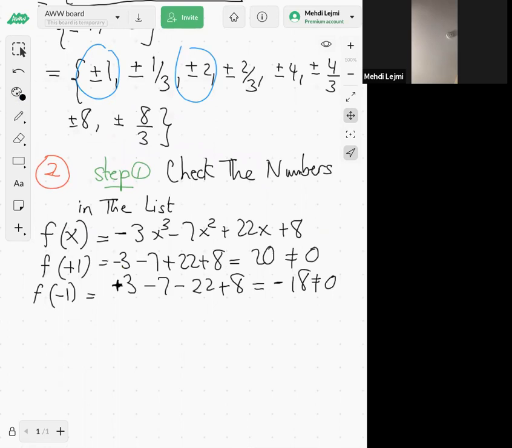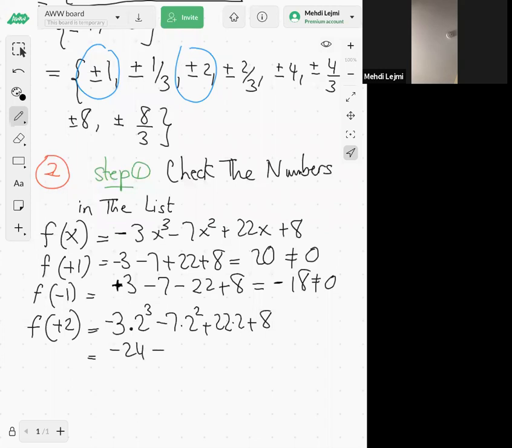So let's plug positive 2 in the function f. So f of positive 2. So that'll be negative 3 times 2 cubed minus 7 times 2 squared plus 22 times 2 plus 8. So that will be equal to negative... So 2 cubed, that's 8. 8 times negative 3, that's negative 24. Minus 2 squared, that's 4 times 7. That's minus 28. 22 times 2, that's 44. And plus 8.